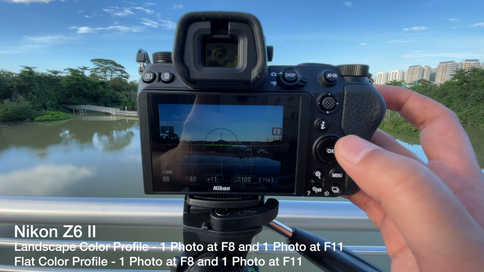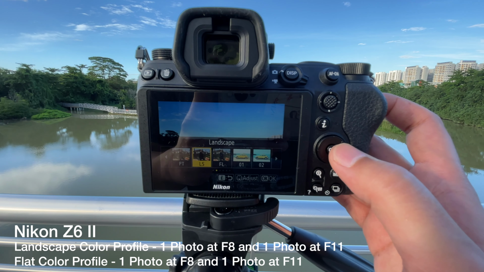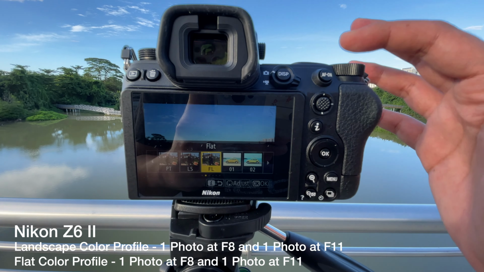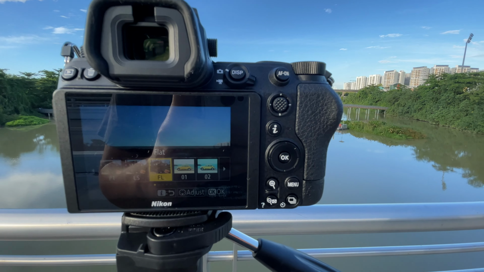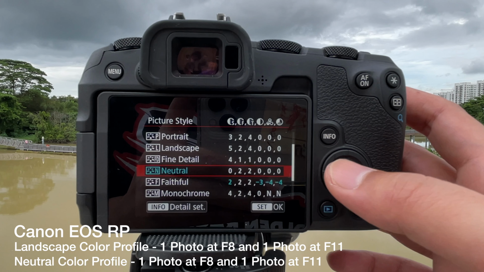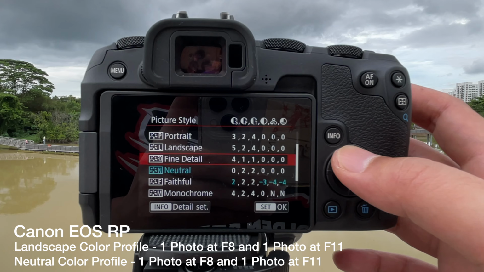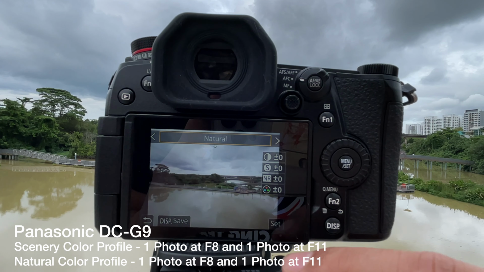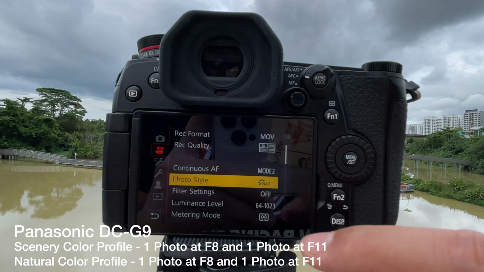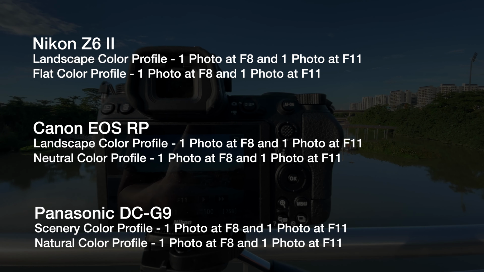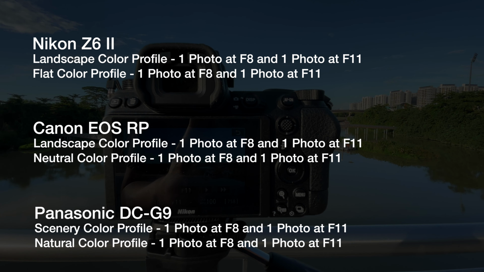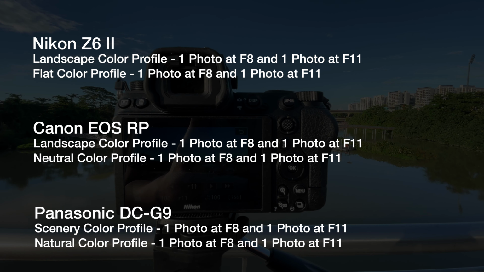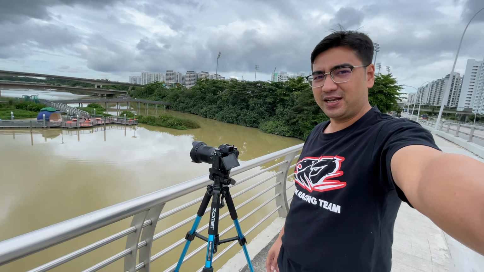Then I'll switch over to a flat picture profile on the Nikon Z6II. For the Canon EOS RP, we'll be using the neutral color profile, and the Panasonic G9 will be using the natural color profile. So in total there will be 4 photographs: 2 in flat or neutral color profile, and 2 in landscape or scenery color profile. That's about it. First up we've got the Nikon Z6II over here. You can check it out.